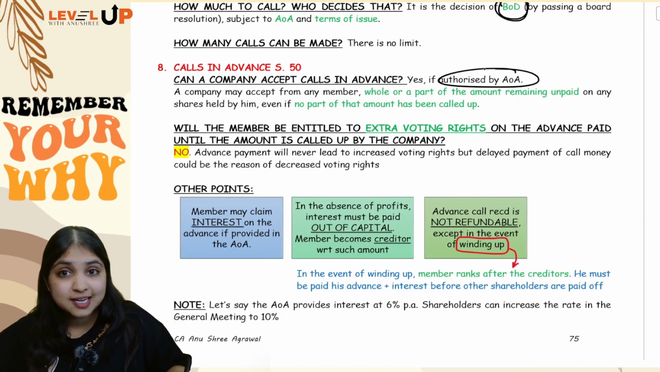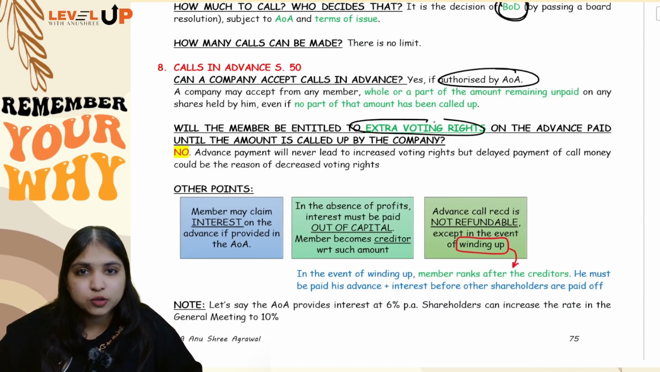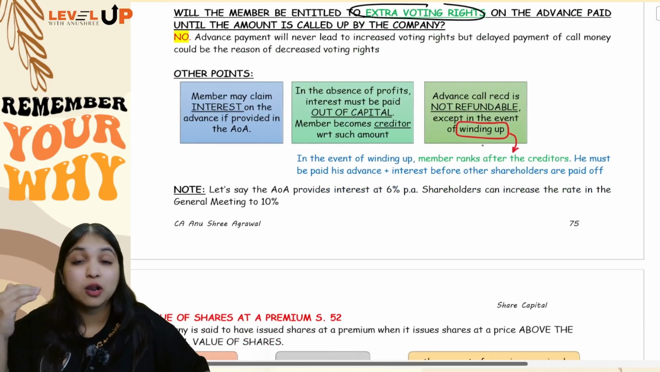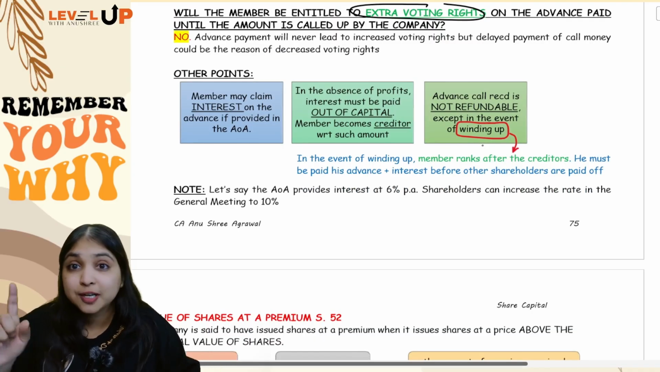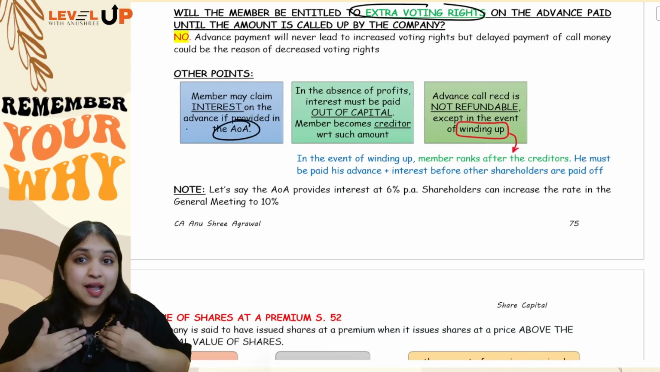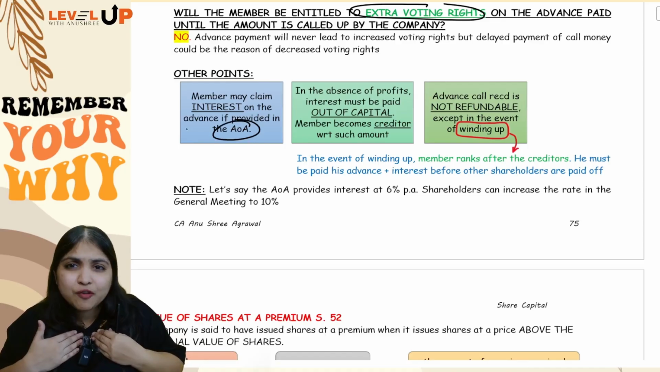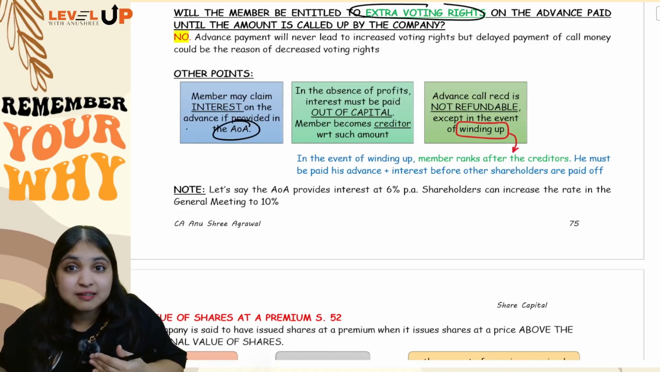Now on the calls in advance, will the shareholder get extra voting right? No, no extra voting right at all. Then on the calls in advance, do we have to pay any interest to that shareholder? Yes, if it is authorized by AOA. But what if the company is not having any profit? Then can the company escape from this interest obligation?